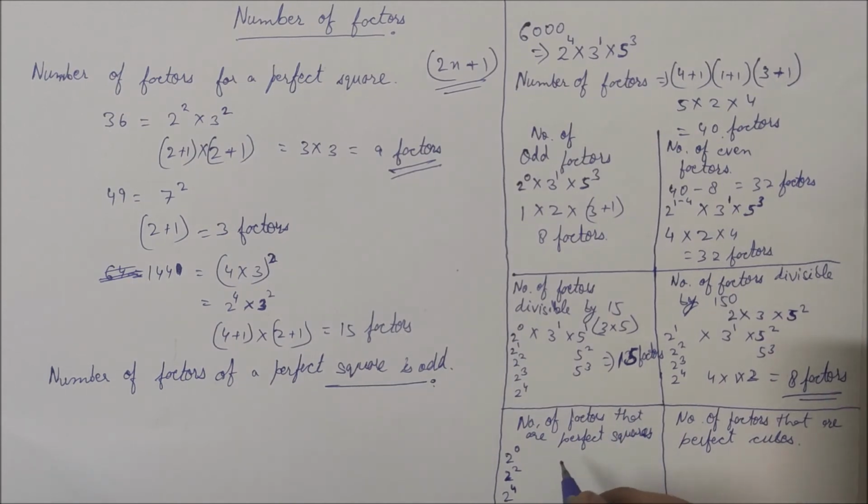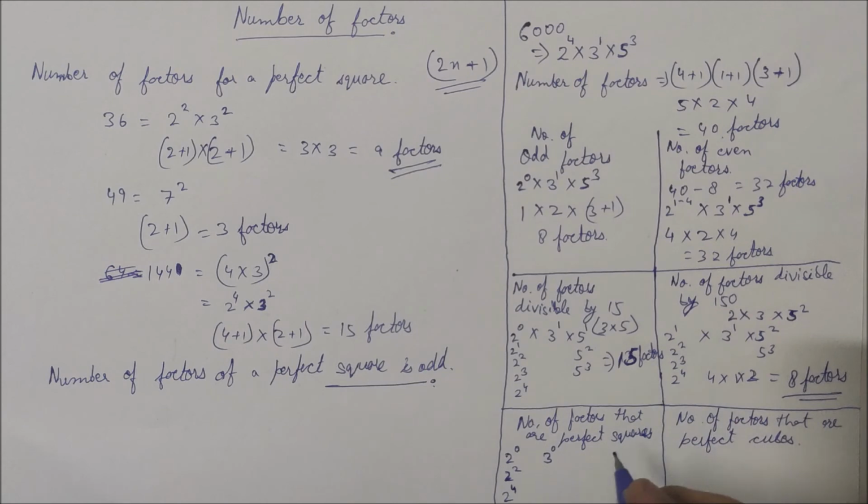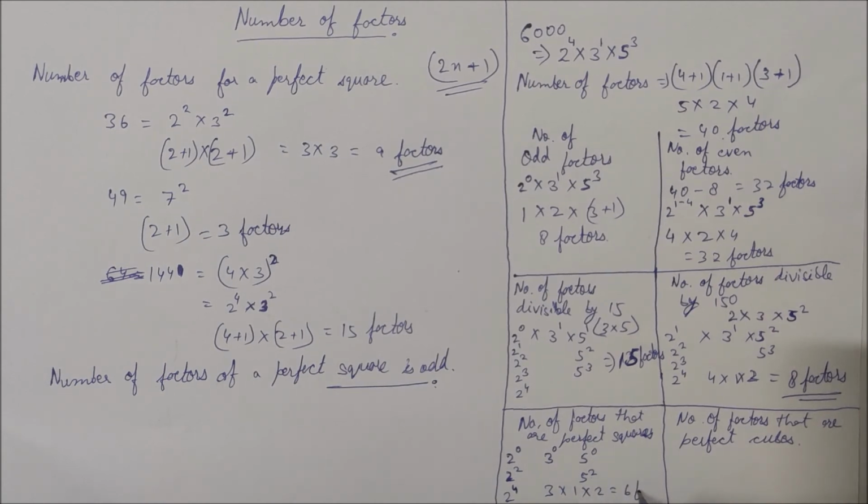While I'm considering 3, I can just take 3 to the power 0 because 3 to the power 1 is not a perfect square. For 5 I can take 5 to the power 0 and 5 to the power 2. So these two options for 5, one option for 3 and 3 options for 2. So it would be 3 into 1 into 2, 6 factors that are perfect squares. Number of factors of 6000 that are perfect squares is 6.